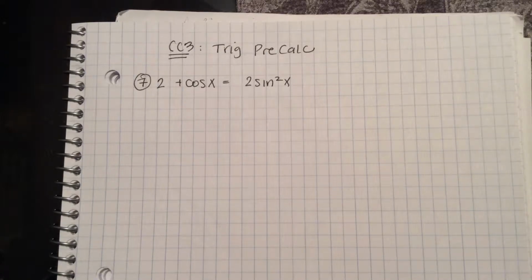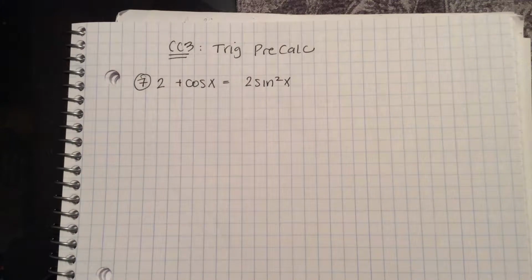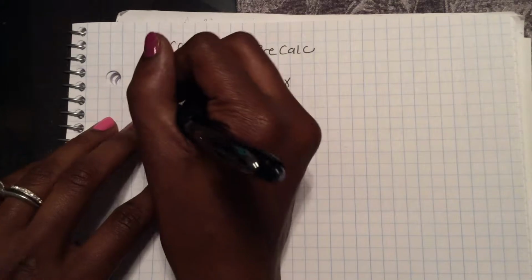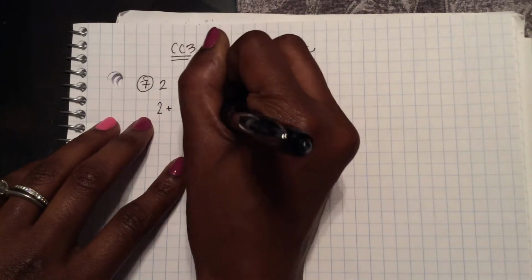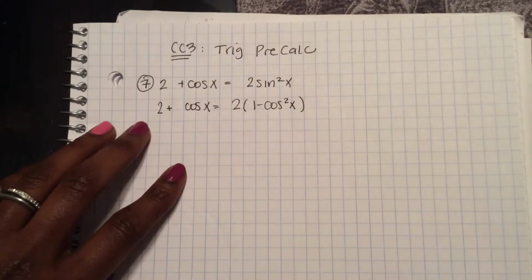In this Cc3 problem, we're trying to solve this trig equation. But what's confusing about the equation is that there's two trig functions, both cosine and sine. You always want to get your trig equations down to just one basic trig function. So I see that I can use a trig identity to substitute in for sine squared. Instead of sine squared, it's going to be 1 minus cosine squared x.